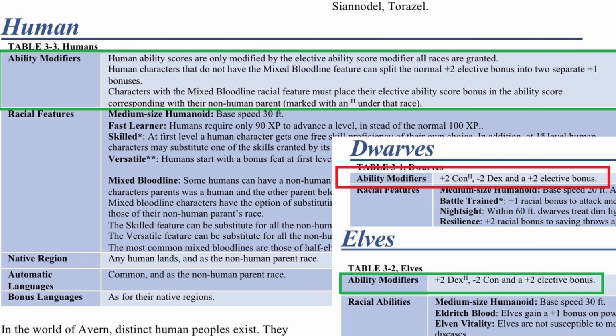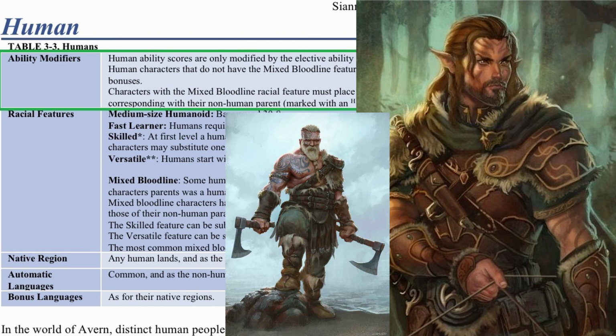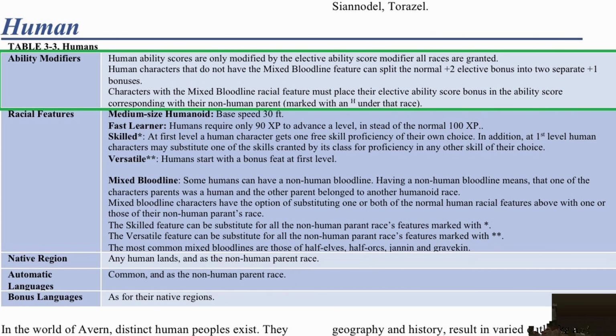You might have noticed that dwarves and elves have a small marking on constitution and dexterity respectively. Those are dominant abilities for those races, and humans with the mixed bloodline must place the elective bonus on those ability scores. That means that an elf-blooded human, or half-elf as they are traditionally called, must place the elective bonus in dexterity, while a half-dwarf must place it in constitution. Not all races are eligible for mixed bloodline humans. An example are the small folk, but races other than those provided here may become options at a later point.